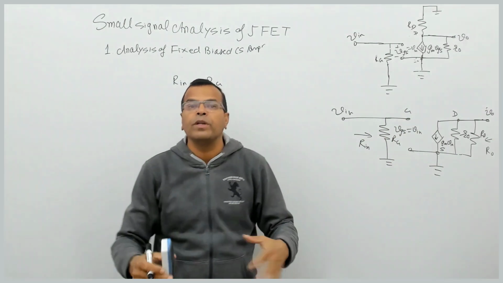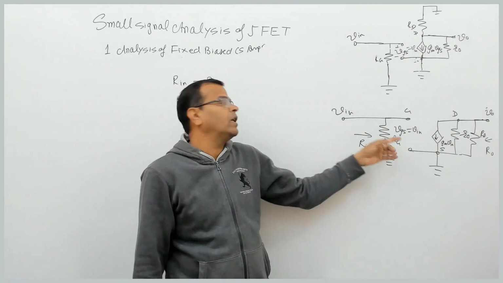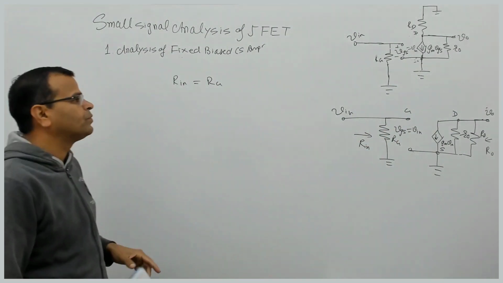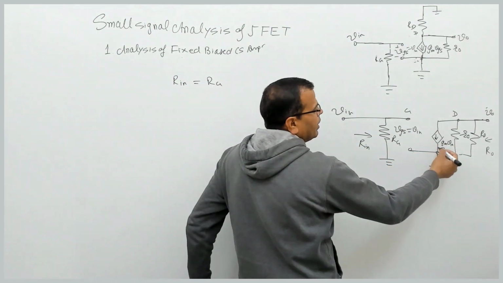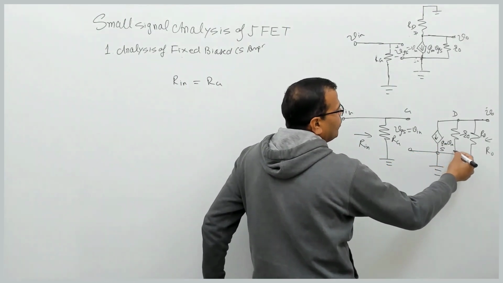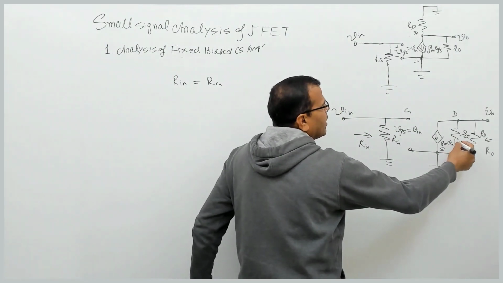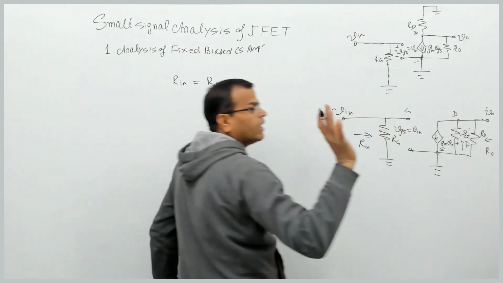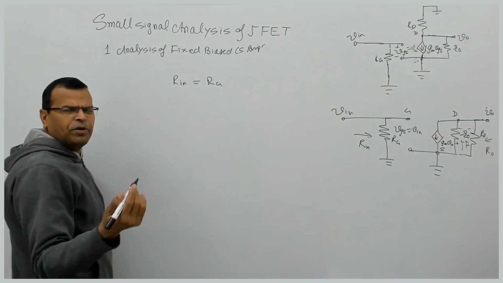Because this is open circuited, the resistance seen from this side is simply equal to RG. Now you can see this current, GM into V in, is going down and then it will be going upward like this. The point where current enters is the positive terminal and the point at which current leaves is the negative terminal. So output voltage will be negative, just like previous cases.